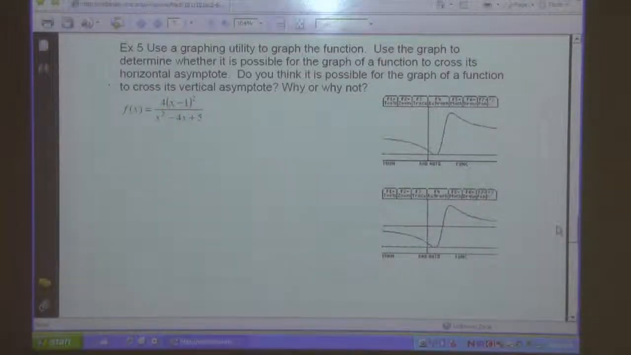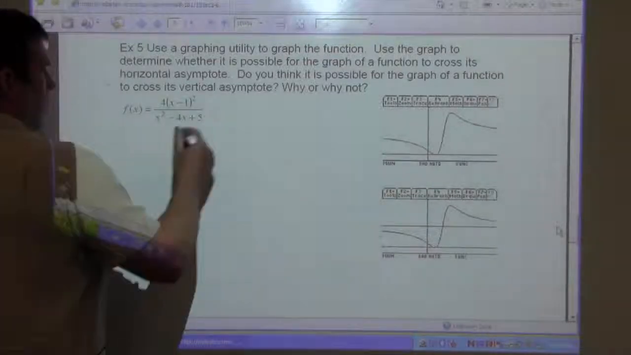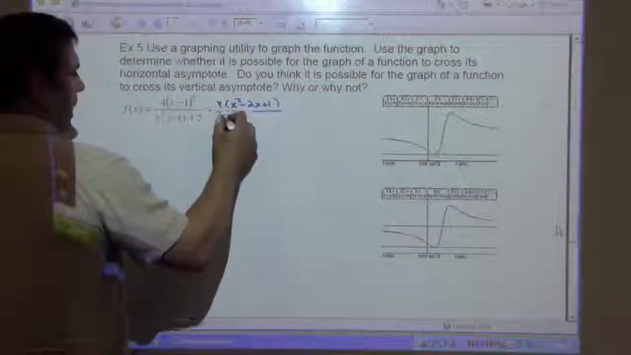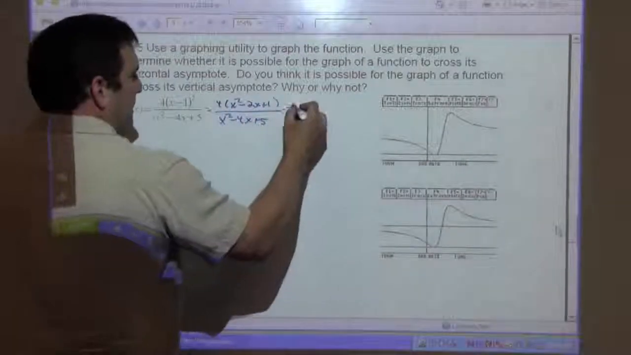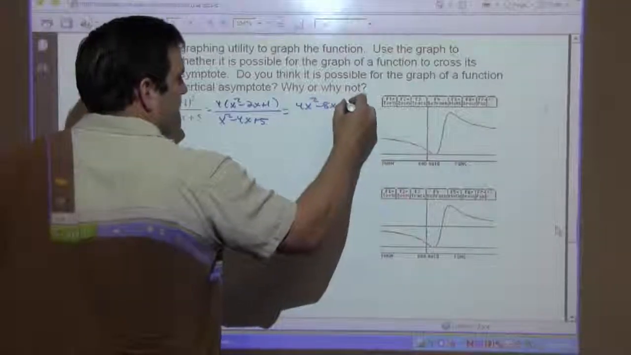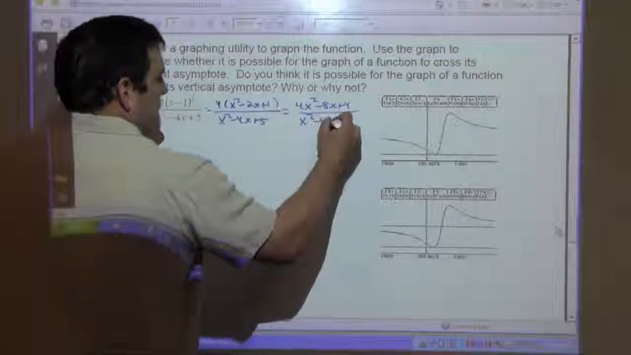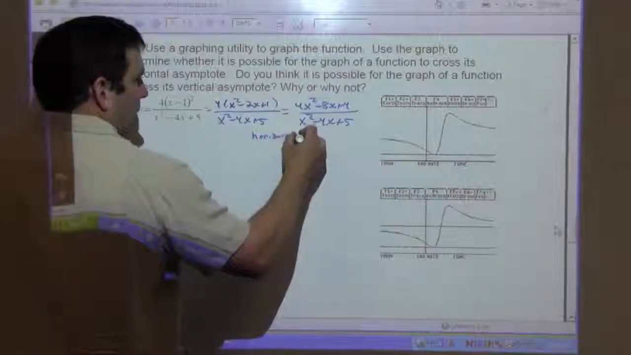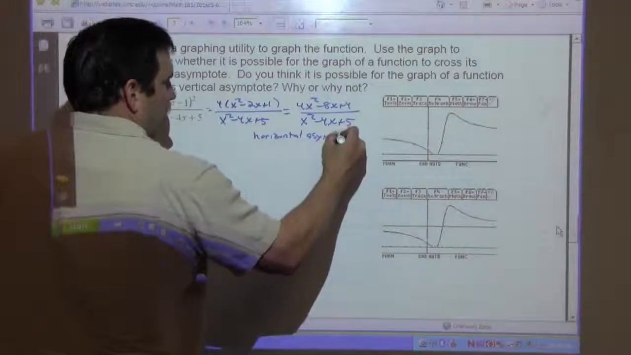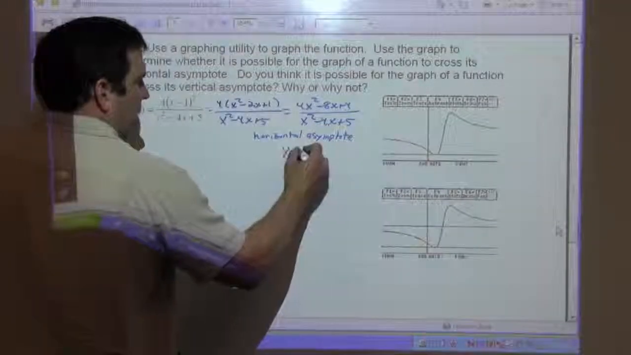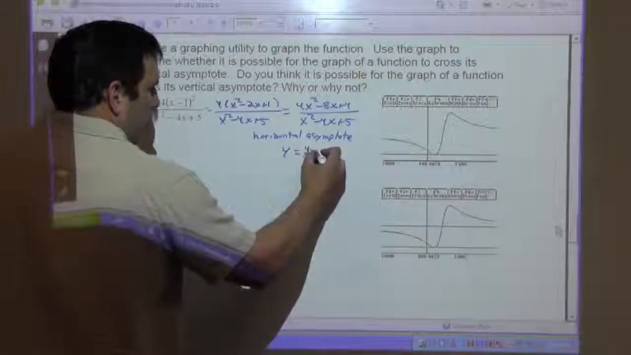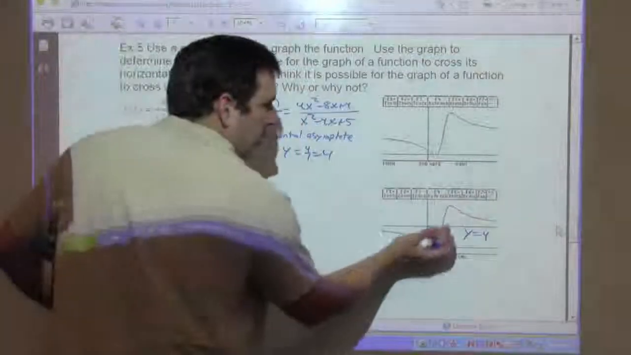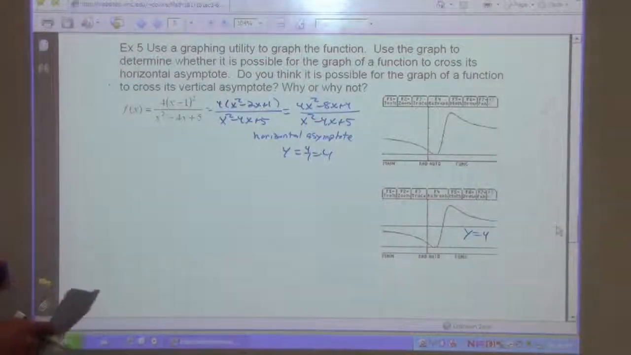This is going to yield in the numerator 4 times x squared minus 2x plus 1 over x squared minus 4x plus 5. That's 4x squared minus 8x plus 4 over x squared minus 4x plus 5. So the horizontal asymptote is going to be y equals 4 over 1, which is 4. And we see that here. We see that that's y equals 4 there. So yes, it is possible to cross the horizontal asymptote.